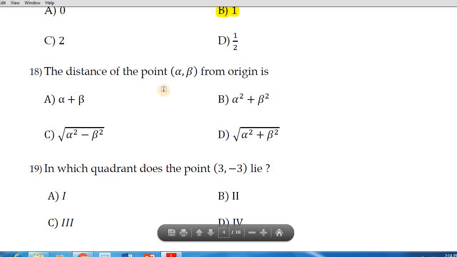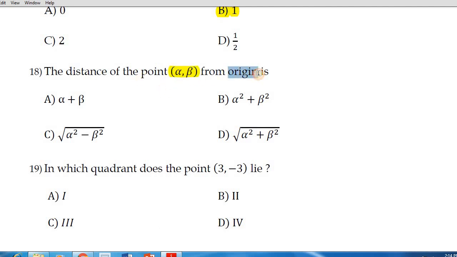18th question. The distance of the point alpha comma beta from the origin is... So we wanted to find the distance of a point from the origin. The given options are alpha plus beta, alpha square plus beta square, root alpha square minus beta square, root alpha square plus beta square. Which formula do we use to find distance from the origin? That is root x square plus y square when the point is x comma y. But here the point is alpha comma beta. Hence the answer is root alpha square plus beta square. Option D is correct.